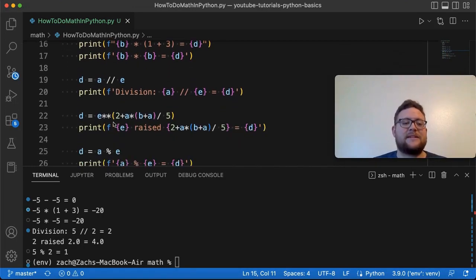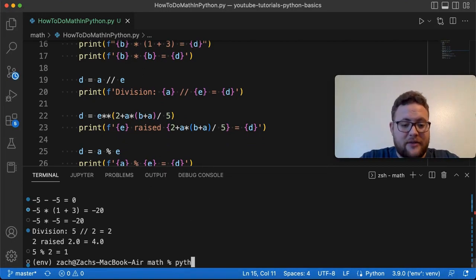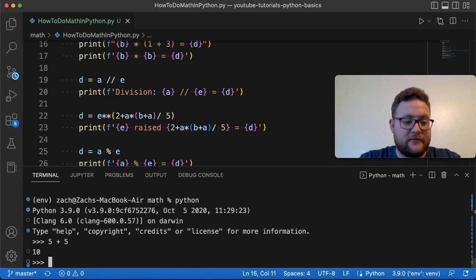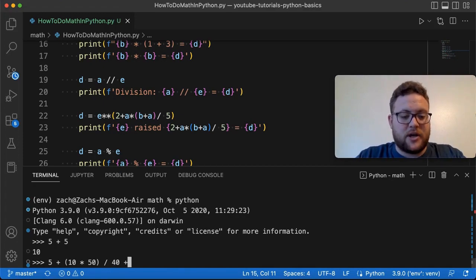I wanted to talk about the basics of how you do math in Python. You can do all of this in the Python interpreter too. It doesn't have to be in a script. This is just how you do it in a script. But this is what I do when I have to check stuff: I'll come in here and type 5 plus 5, right? It gives me 10. And I can say something like 5 plus 10 times 50 divided by 40 plus 20.